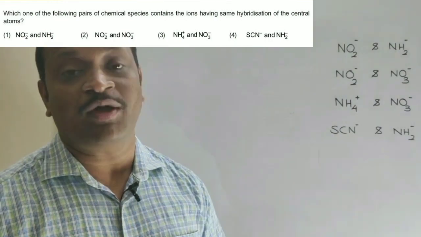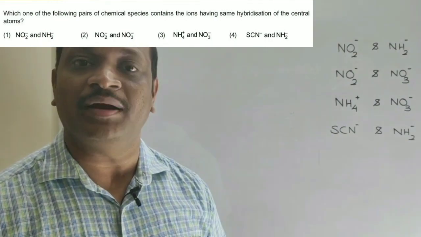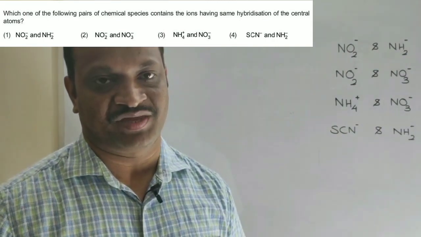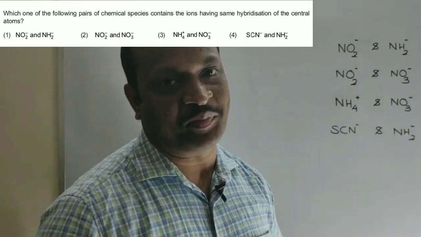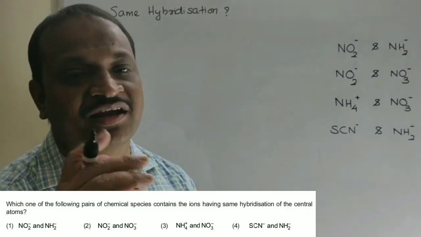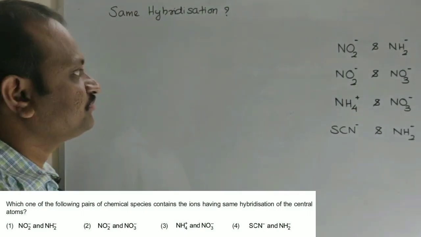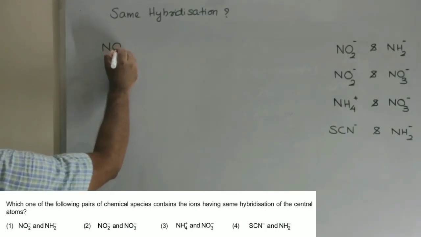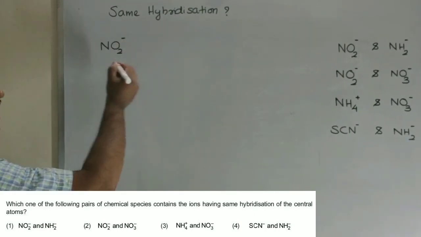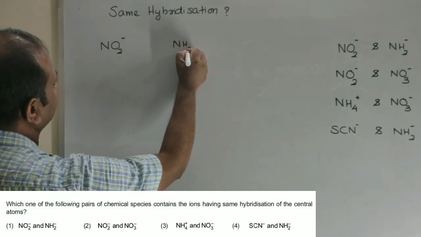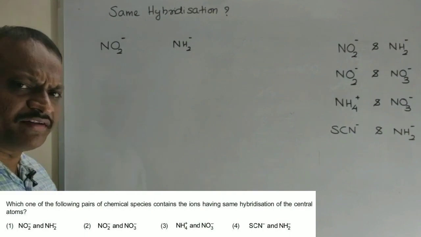So in that way we can find out the steric number, and from the steric number we need to get the hybridization. So I am taking the first two pairs. What is the first two pairs? NO2 minus and NH2 minus. Let's take that. First one we have NO2 minus, and what is next? NH2 minus. And now let's check.